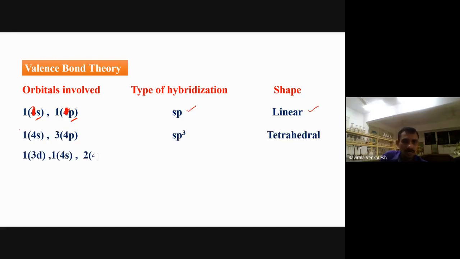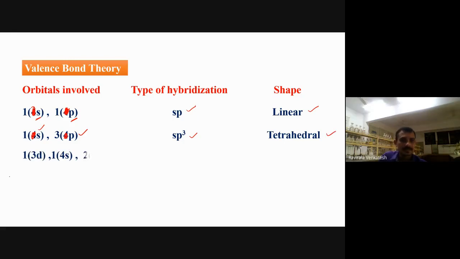For example, one s orbital and 3 p orbitals. To avoid confusion, I am removing the 4, but the 4 must be there actually. One s orbital and 3 p orbitals. The hybridization we get here is sp3 hybridization. The shape will be tetrahedral.